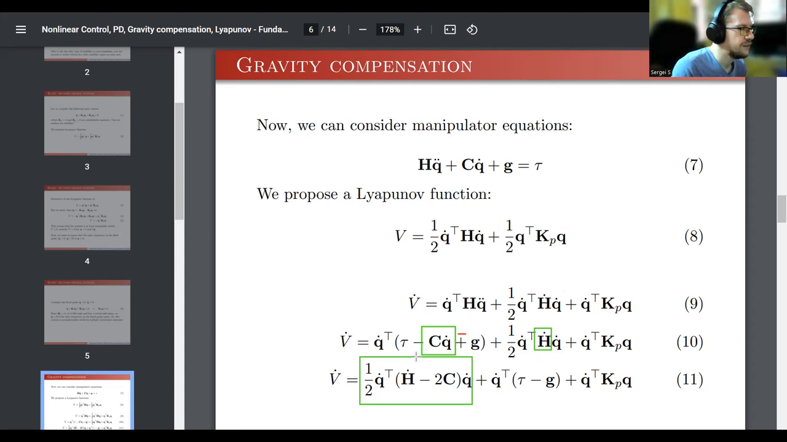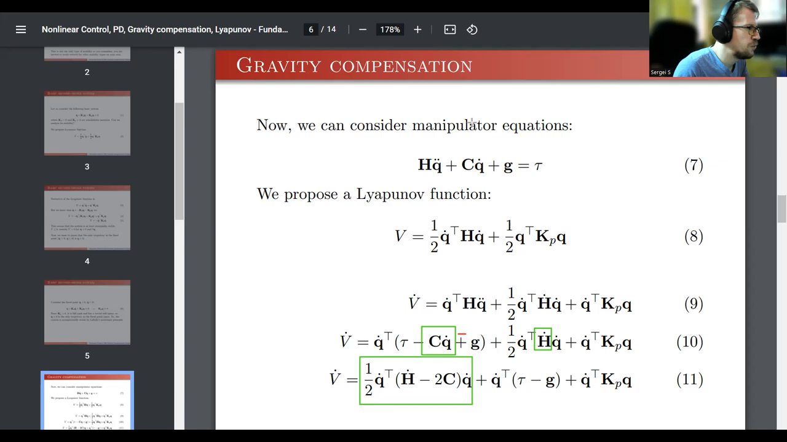So what we have is 1/2 of h dot with a positive sign minus 2c. C comes from here, 2 is because we don't have 1/2. So 1/2 times 2 is 1, and that's what we have here, 1. So we have this 1/2 q dot, h dot minus 2c, q dot. Plus, this just carries on from the previous, we don't do anything here.